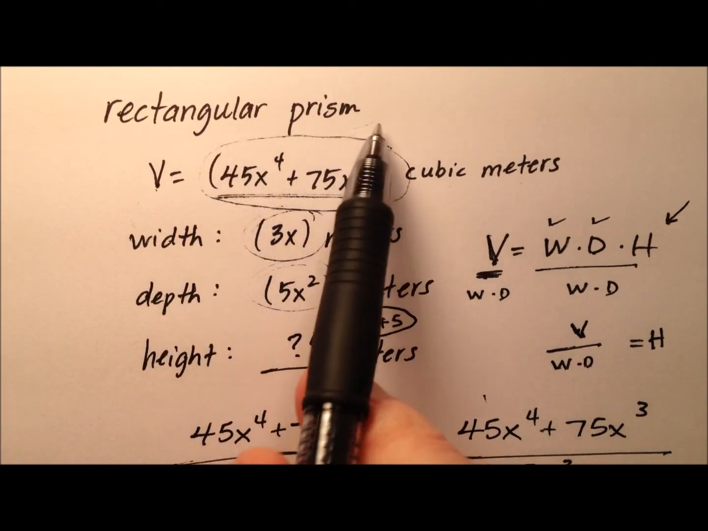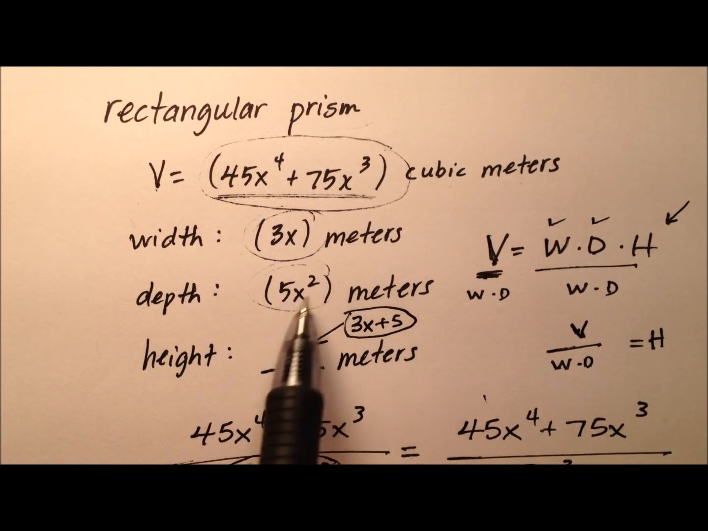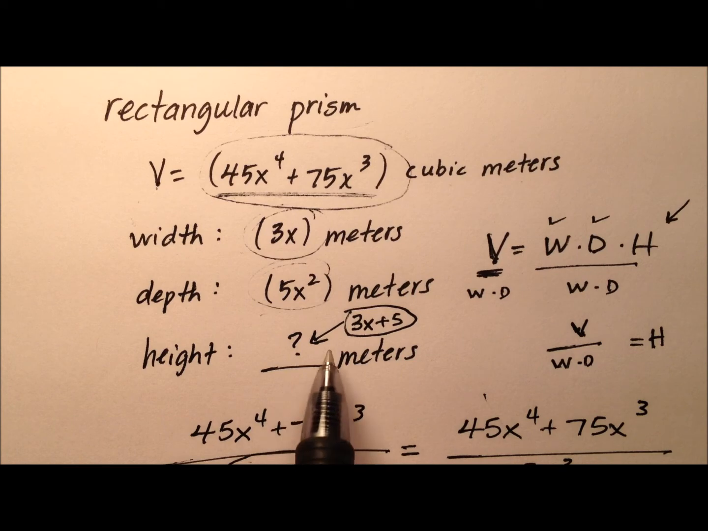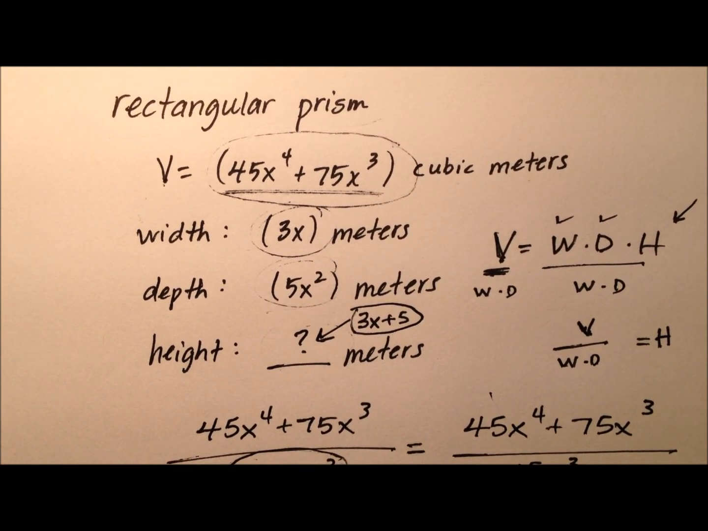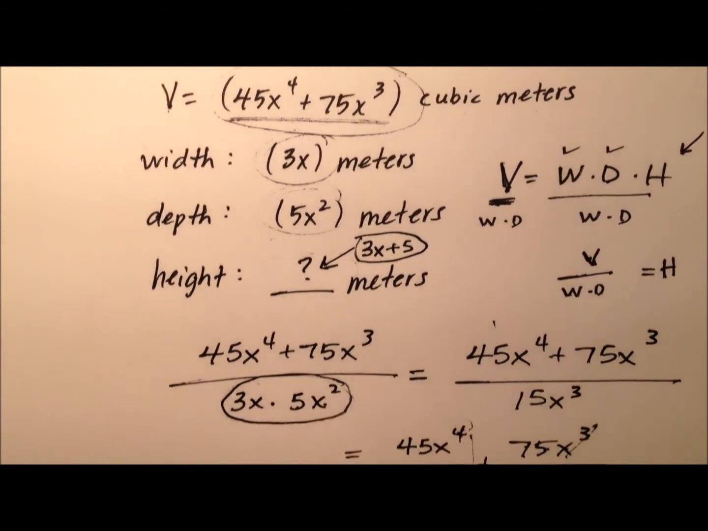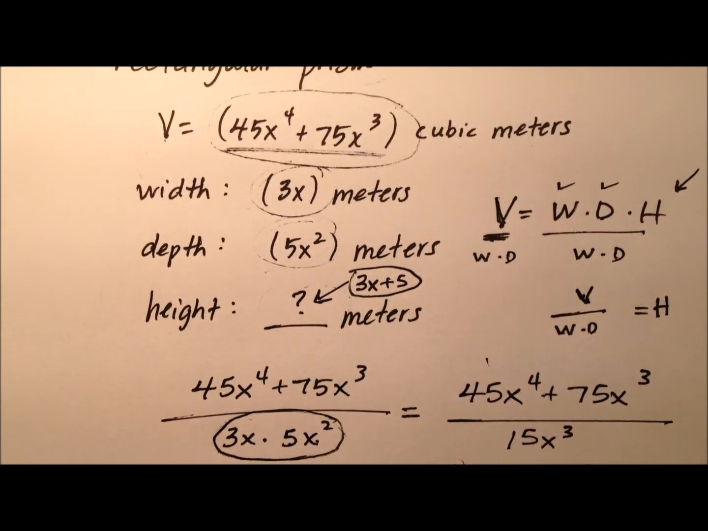So we had our rectangular prism, we knew the volume, and we had a couple of its dimensions. So we were able to find the final dimension using division. We took our polynomial and divided it by the monomial that we got by multiplying those two dimensions together.